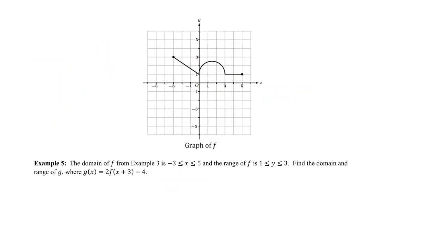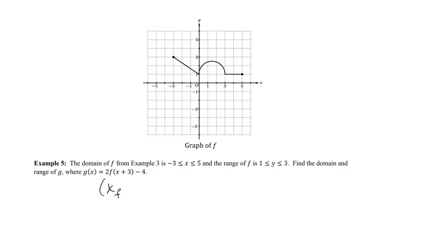So here's the graph, but we're not going to regraph this one. So let's go ahead and look at our new function. We have g of x equals 2 times the function of x plus 3 minus 4. So again, we have a lot of things going on. All right, so here we go. We got our x of f. What's going on inside the parentheses?